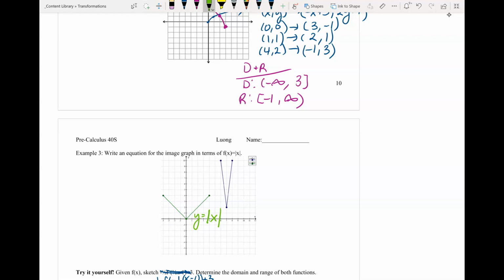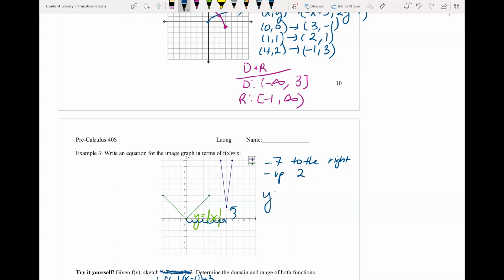Now, if I want to find the equation of the image graph, I'm going to compare my vertex point, and this will give me my shift to the right and my shift up. So before we had a vertex point 0, 0, our new point is at 7, 2. It looks like we moved 7 to the right. And then we also moved up 2.